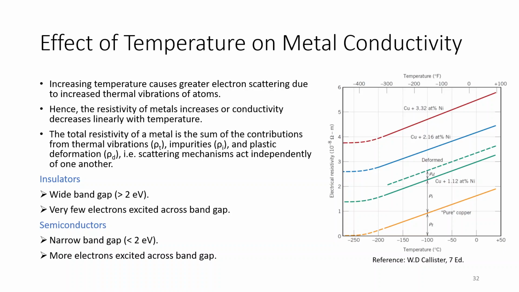So scattering mechanisms act independently of one another. In case of insulators you have a wide band gap, more than 2 electron volts. So if you increase the temperature, very few electrons get excited and cross the band gap. In case of semiconductors they have a narrow band gap, less than 2 electron volts, so more electrons get excited and cross the band gap. So for semiconductors your resistivity will decrease with increasing temperature.